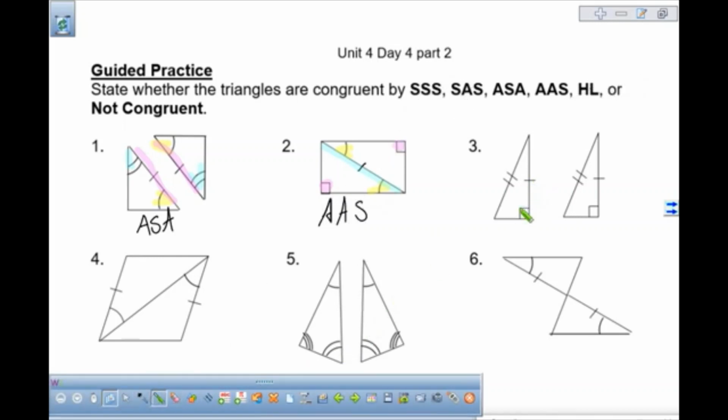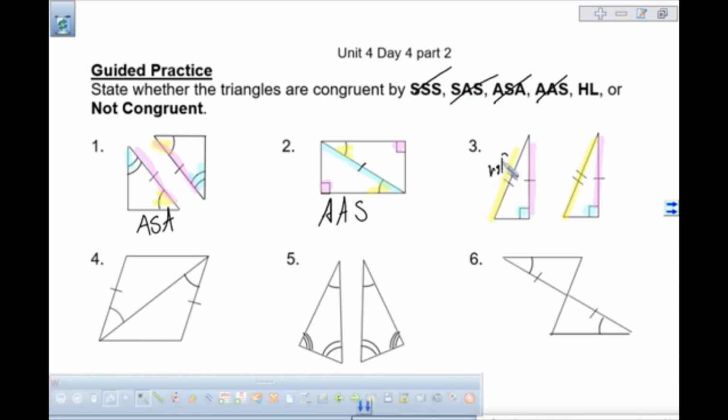On our next one, we have right angles. We have one set of sides marked as congruent, and we have a second set of sides marked as congruent. So we have one angle, so we're going to get rid of everything that has more than one angle, or doesn't have an angle. Now, our angle is not being made by our sides. Do we have a right angle? Yes. Do we have a hypotenuse? Yes. Do we have another leg? Yes. So this is hypotenuse leg.